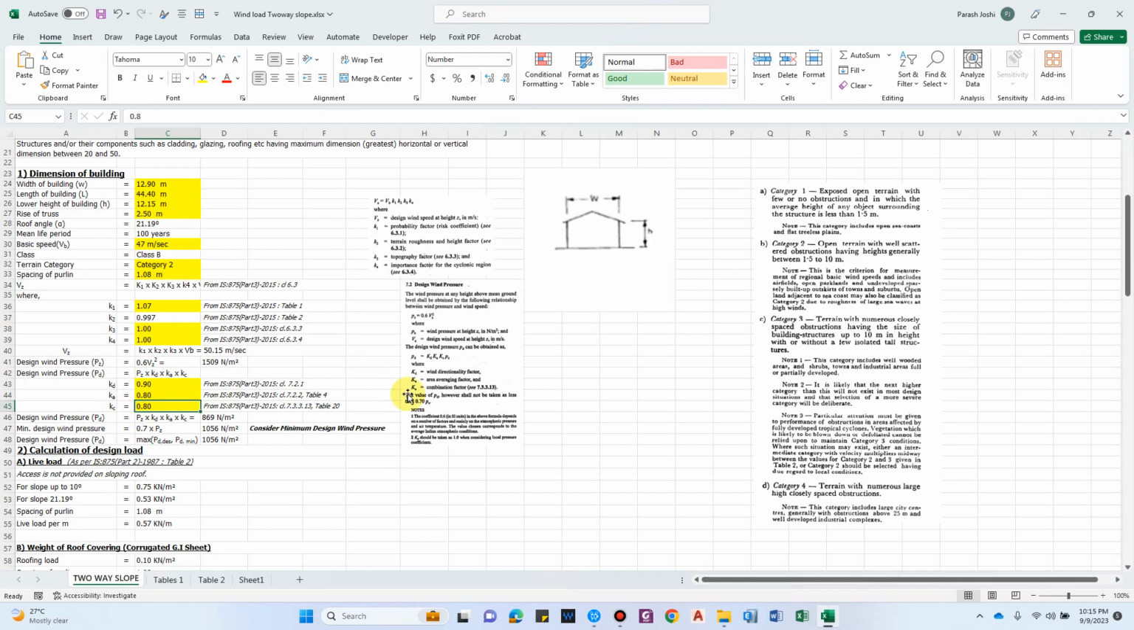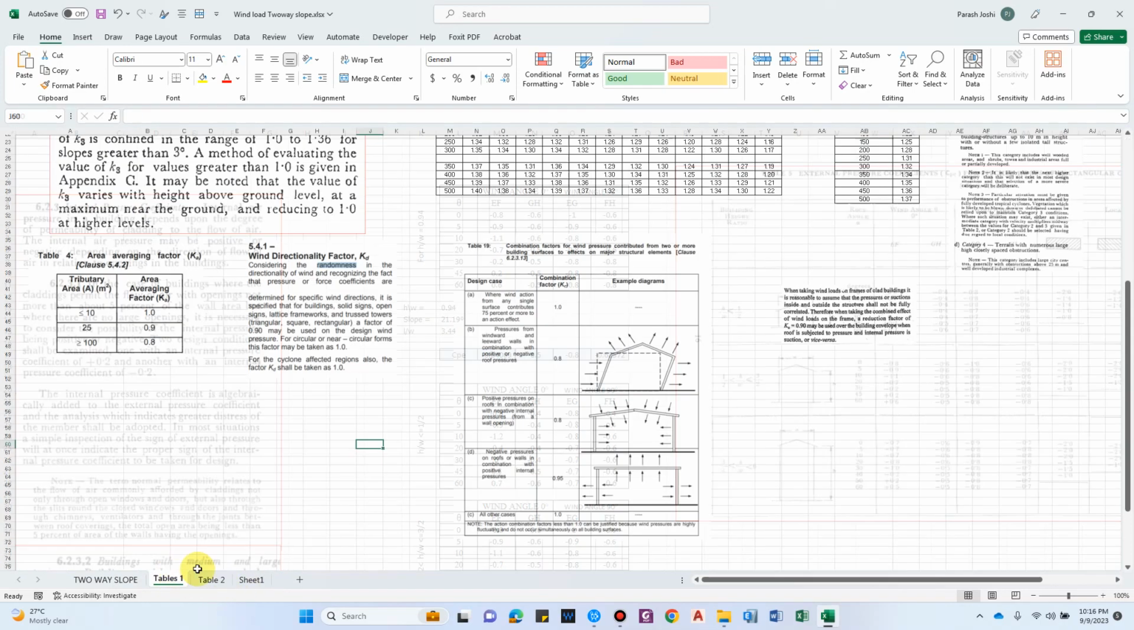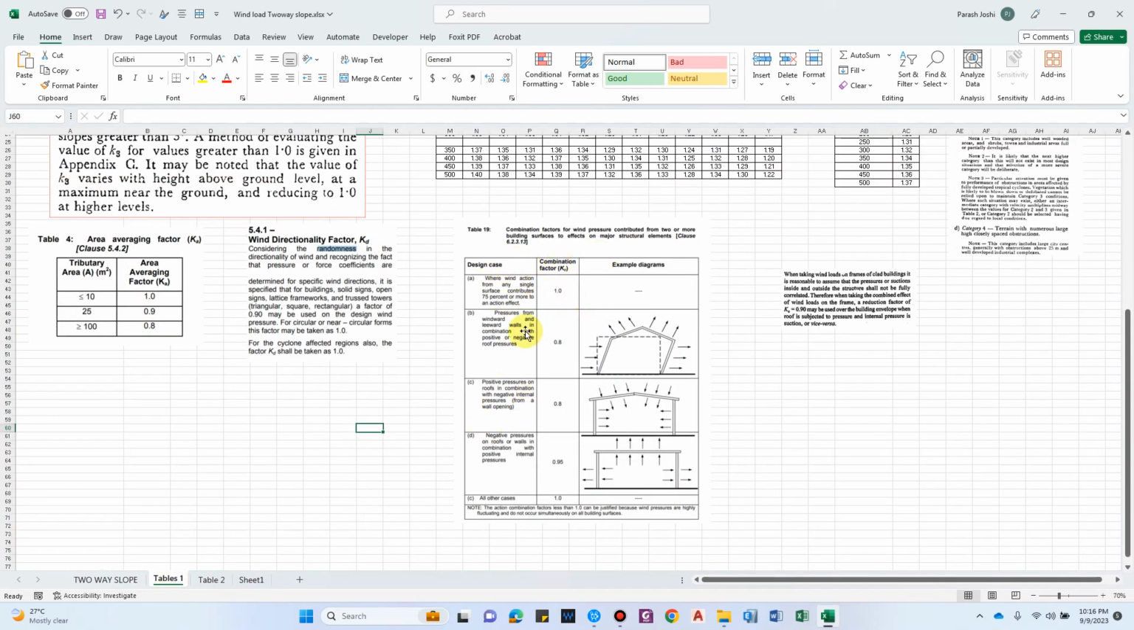Similarly Kc, which is basically the combination factor, we can get from 7.3.3.13, and I have got this table. If you see here, the combination factor depends upon the design case, and for our case that is basically pressures from windward and leeward walls in combination with positive or negative roof pressures. So we can get the value as 0.8.